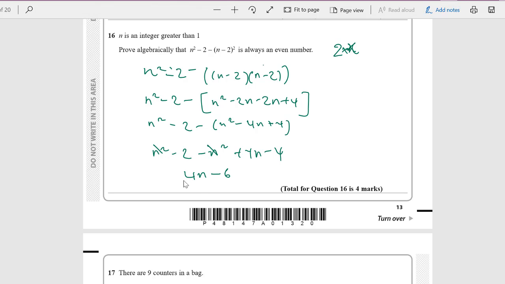Now I can see that 4 and 6 are even. I can factor out a 2, which will give me 2(2n minus 3). Therefore, because there is a 2, that means that this is even.